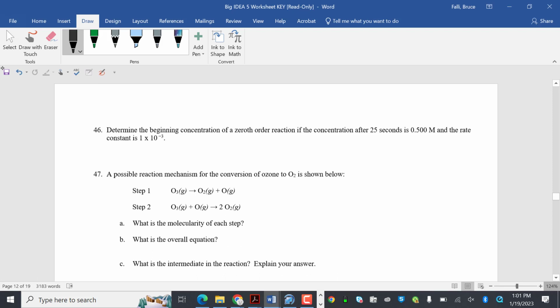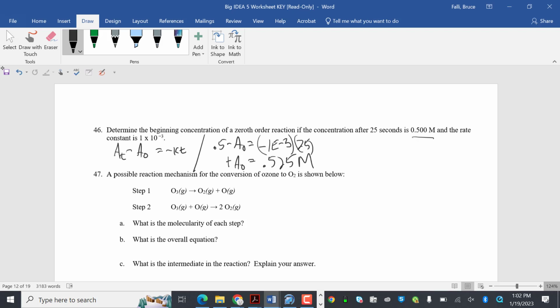Okay. Determine the beginning concentration of a 0th order reaction if the concentration after 25 seconds is 0.5 and the rate constant is given. So 0th order is At minus A naught equals negative kt. So the amount at time t is 0.5, so it's going to be 0.5 minus A naught equals negative 1e negative 3 times t, 25 seconds. So negative A naught, I suppose, equals negative 1e negative 3 times 25 minus 0.5. And then I guess I'll make it positive. I can do this in my head.